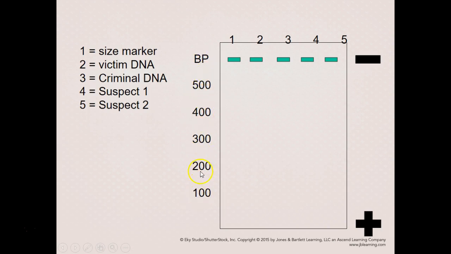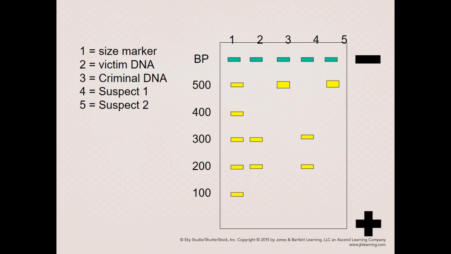Some of these will be the same length of DNA, and they might have up to 1,000 segments. So the first one is always going to be a size marker that helps you identify the size of the DNA. The second one and on is going to be whatever information you put in. So in this case, I put a victim's DNA, a criminal's DNA, and then 2 suspects' DNA.